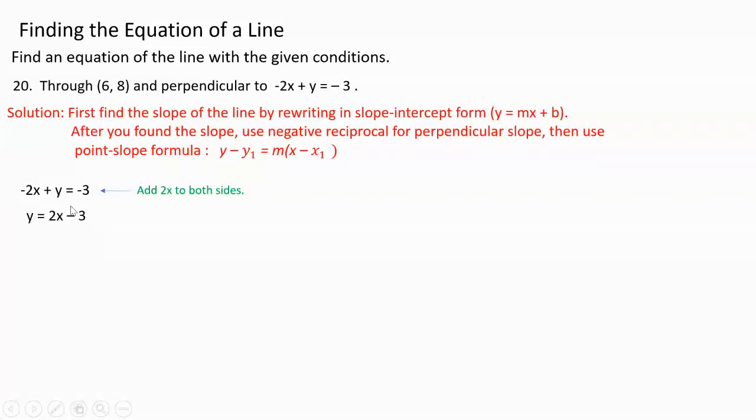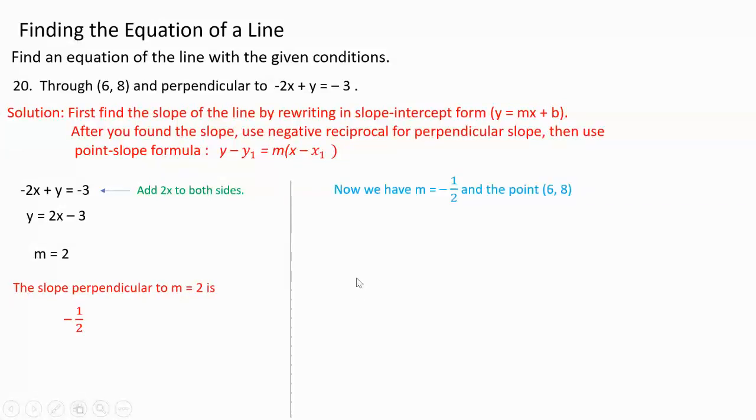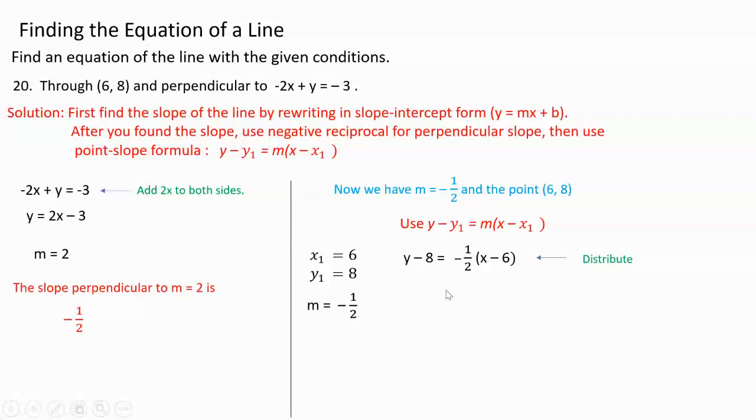Okay, now here, if it was parallel, we'd use the same slope, which is 2, but for perpendicular, it's the opposite reciprocal. So my slope here is 2, so the opposite reciprocal, or the negative reciprocal, will give us negative 1/2. So this slope is perpendicular to this slope here. So I got my point, and I got my slope. And my slope is negative 1/2, so all we do is plug it in. Now we distribute. This will give us on the right side negative 1/2 x plus 3. We add 8 to both sides.